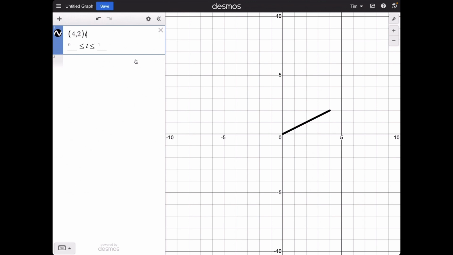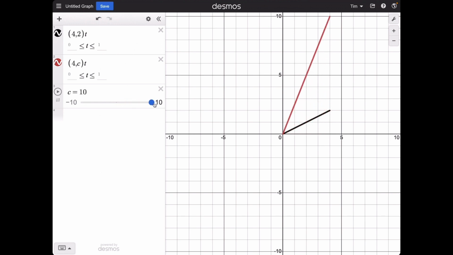Now I have the vector 4, c, where c is some constant. Desmos allows me to add this slider for c. As I move the value of c around, I get these different looking vectors. And I want to know which one of these is perpendicular to the original vector 4, 2. Well, it looks like if I go any higher, if the y value goes higher, I'm not going to ever get a perpendicular vector. So how about lower down?